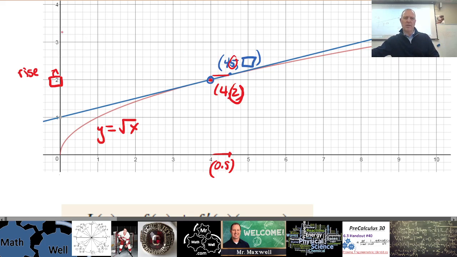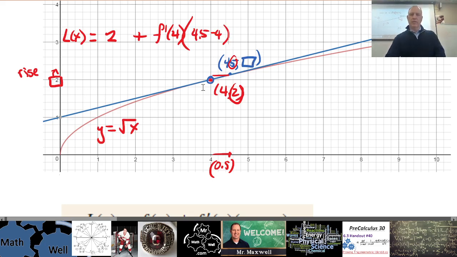Let me see if I can write that down for you. So the linearization here is going to be my value 2, my initial y value, plus the slope. That's going to be f prime, the slope of this tangent line at x equals 4, times the difference between the x values, that is the run, or that is 4.5 minus 4. That's how we're going to do that.